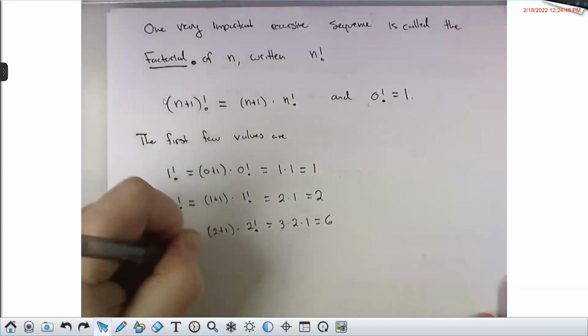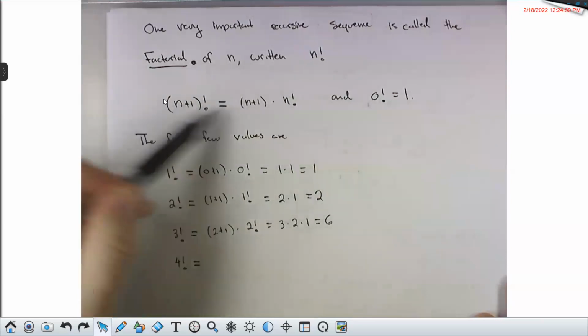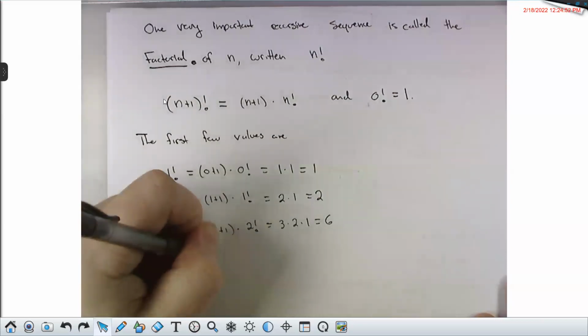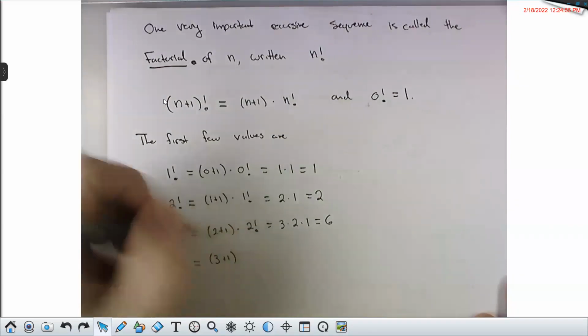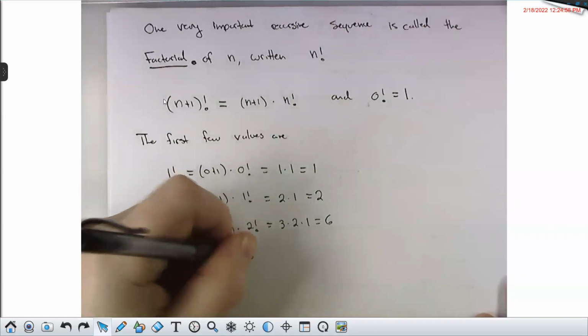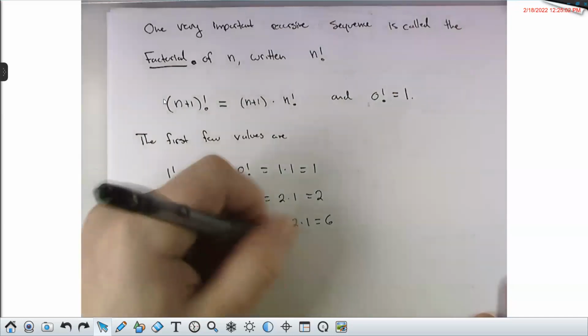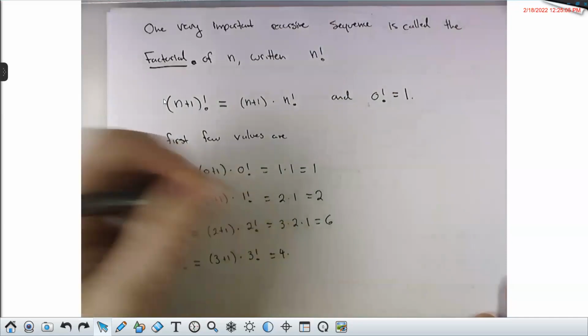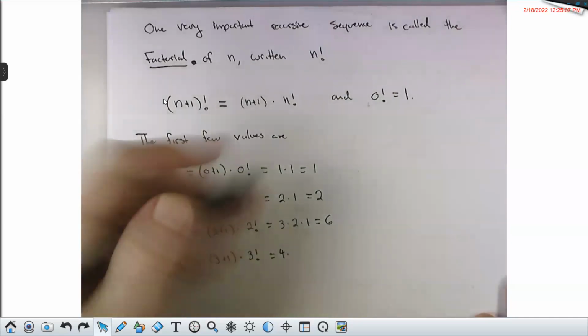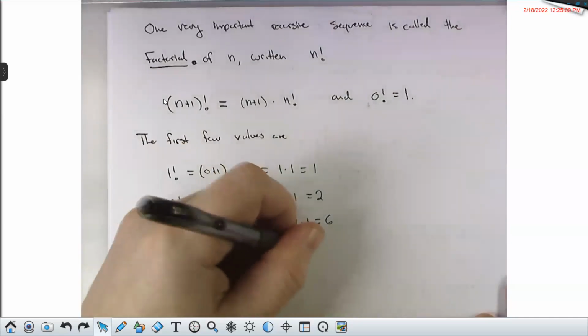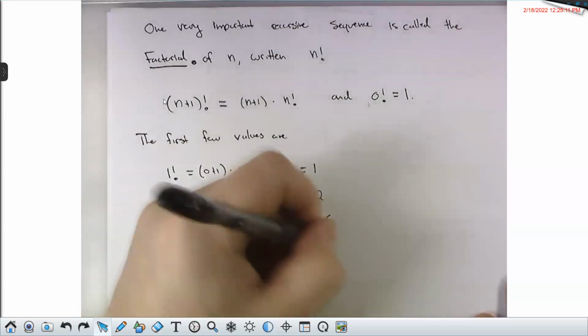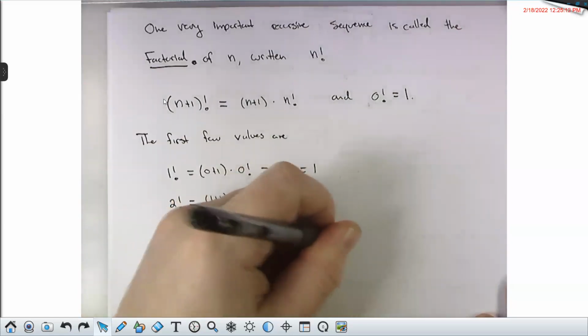4 factorial. So now I'm plugging n equals 3 in here. It would be 3 plus 1 times 3 factorial. 3 plus 1 is 4. So this is 4 times 3 factorial, which is 3 times 2 times 1. Which is 4 times 6, or 24.